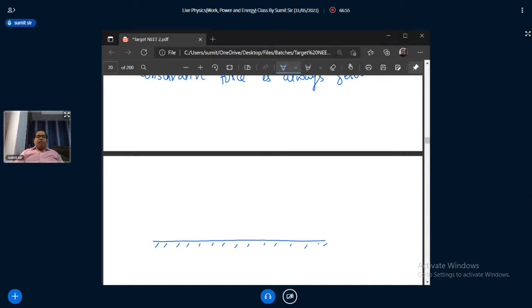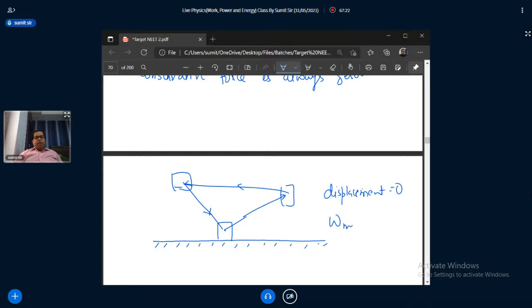Suppose we have this block. I take it to this point, then this point, and finally to this point. What we see, displacement here becomes zero. So work done by gravity, if you say, is zero.